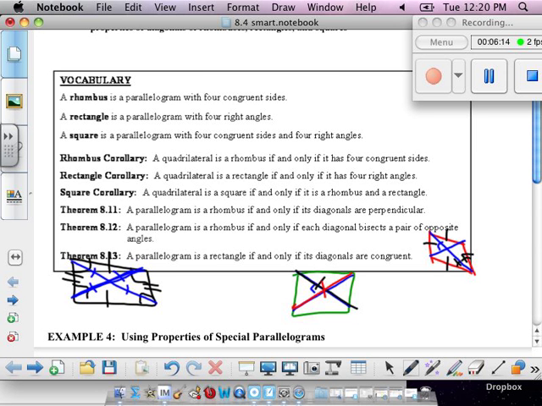Oh, square coloring. Oh, thank you, Philip. You just volunteered, huh? There you go. Okay.